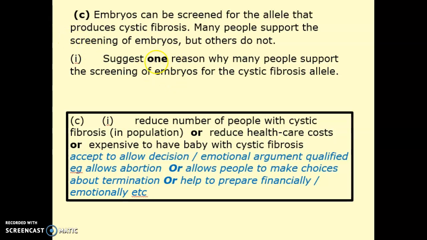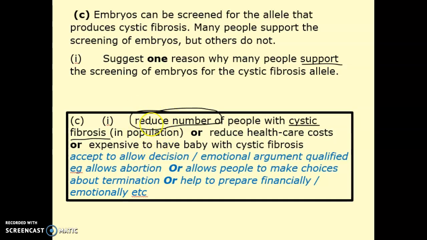But even on a foundation paper, or a lower demand higher tier question, they could ask you questions generally about why people think we should screen and why people don't. In terms of why we do, why would we support screening? Clearly, if you support screening, then you're going to be able to know which embryos would have cystic fibrosis, and we can reduce the number of people with it. And it's not a nice disease, and it's got a low life expectancy and a lot of health problems associated with it.